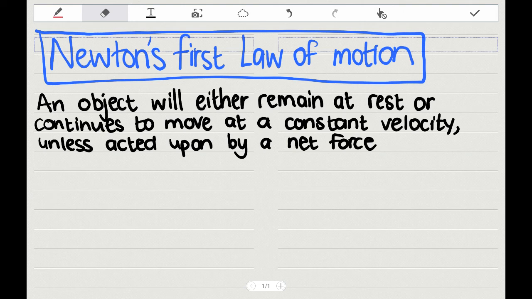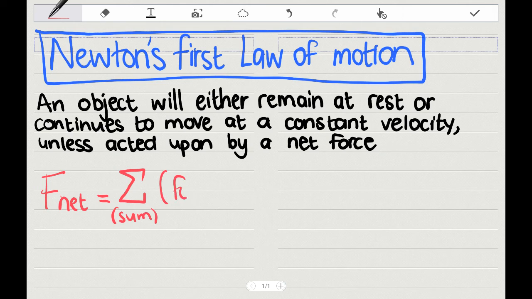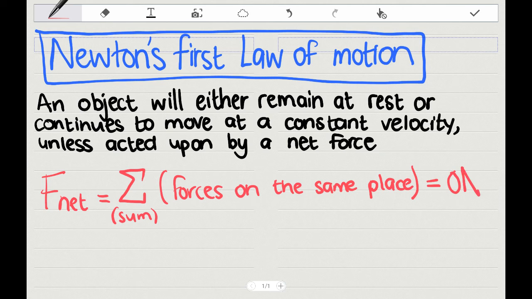So we define our net force as F net. And it's the sum, so this sign here is just a fancy notation for the sum of forces on the same plane. So this here defines the situations where this is equal to 0. Remember, the unit for force is newtons.